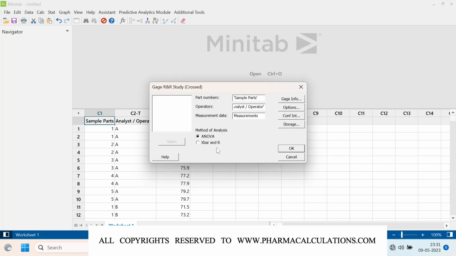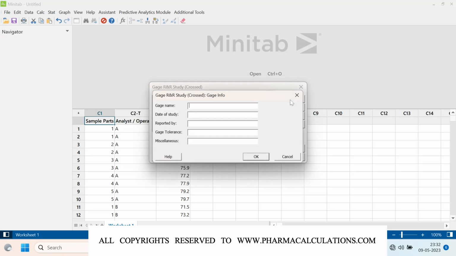Here you find a total of 2 methods of analysis. One is ANOVA and the second one is X bar R. Out of these two, ANOVA is going to be more accurate. So I'll be selecting ANOVA and coming to here, these things we need to select. If you want to provide any of the details, you can mention that.